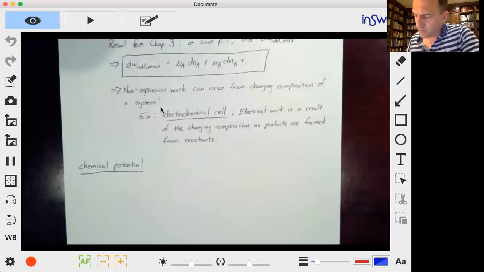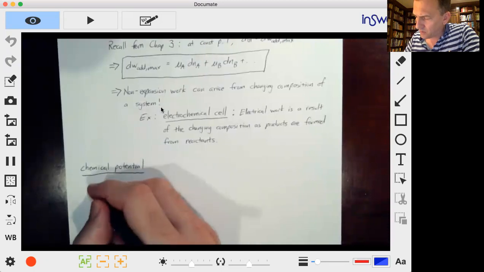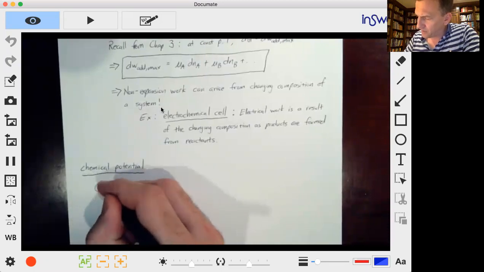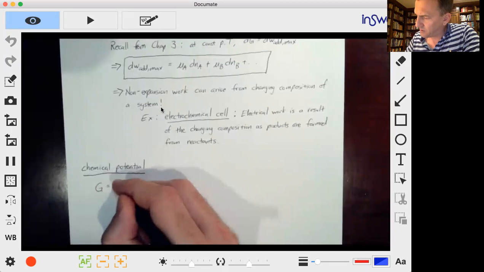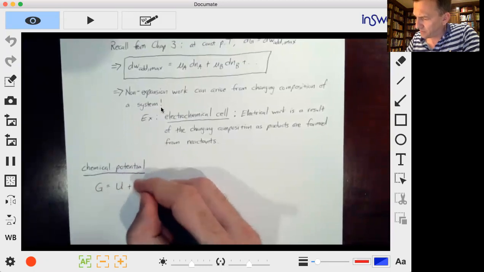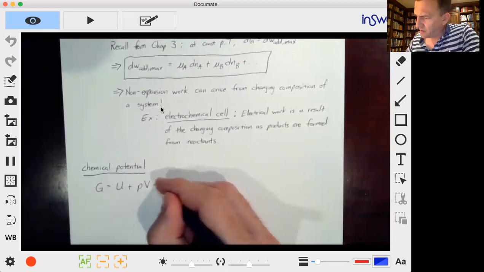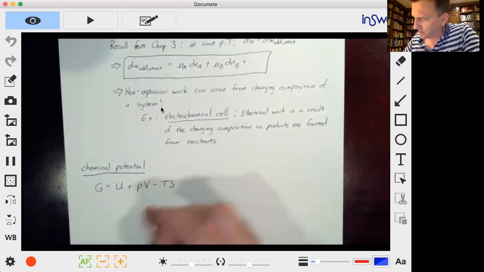So as we've discussed, chemical potential is derived from the Gibbs energy. Let me return to the definition of the Gibbs energy first: U plus PV minus TS. And I'm going to rearrange that. I'm going to solve this for U.